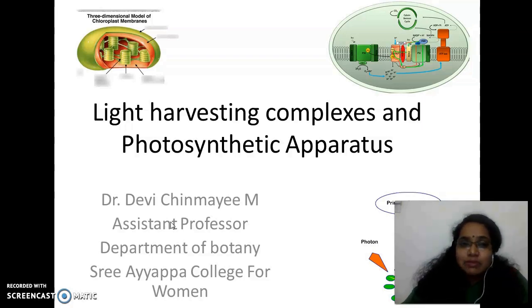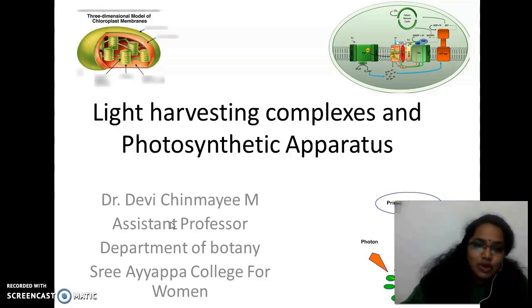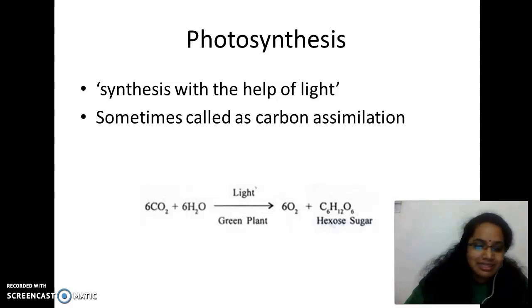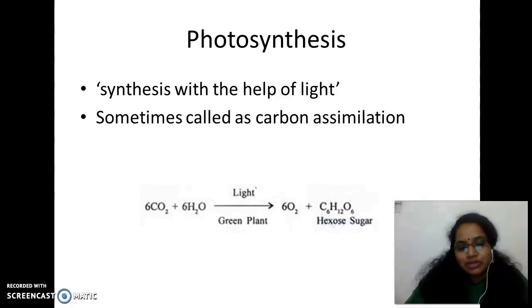Today, I am here to explain about light harvesting complex and photosynthetic apparatus. This is the first portion of plant physiology in our CSIR syllabus. So starting with photosynthesis. What is photosynthesis? Photosynthesis means synthesis with the help of light. But this term is usually applied to the very important vital process by which green plants synthesize organic matter in presence of light.